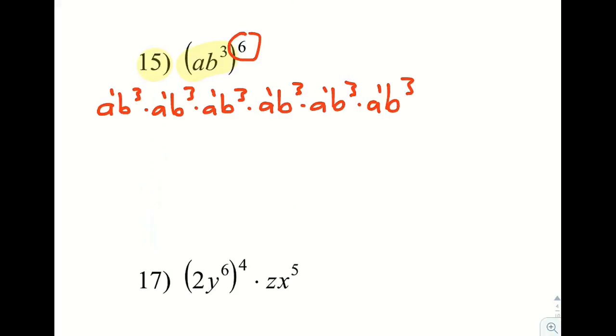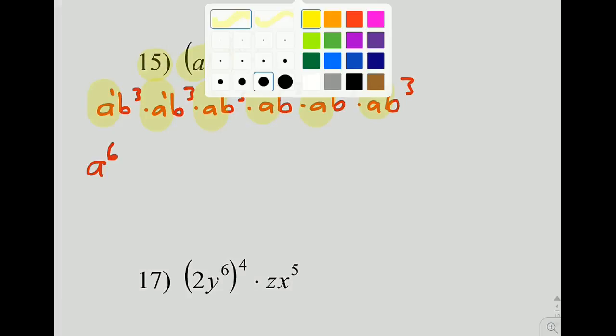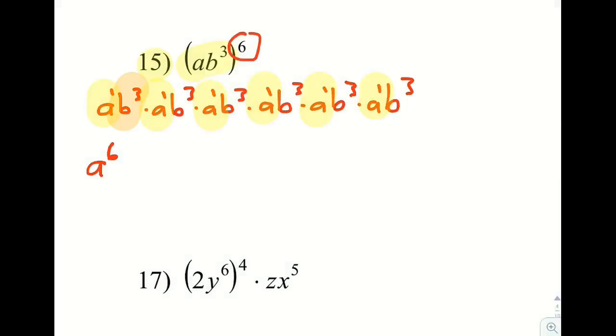And now I'm going to combine my like terms. I'm going to look at one of them at a time. I'm going to look at the a's first. So I have an a times an a times an a times an a times an a times an a. That's a to the 6th. Then I have a b to the third times a b to the third, b times b times b times b times b times b. I'm really adding those exponents. 3 plus 3, 6, plus 3 is 9, plus 3 more is 12, plus 3 more is 15, plus 3 more is 18. I have b to the 18th power. And that is going to be the final answer.